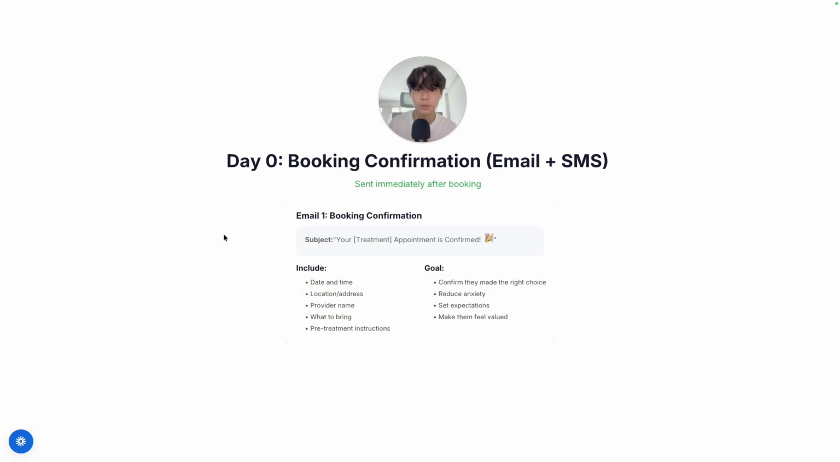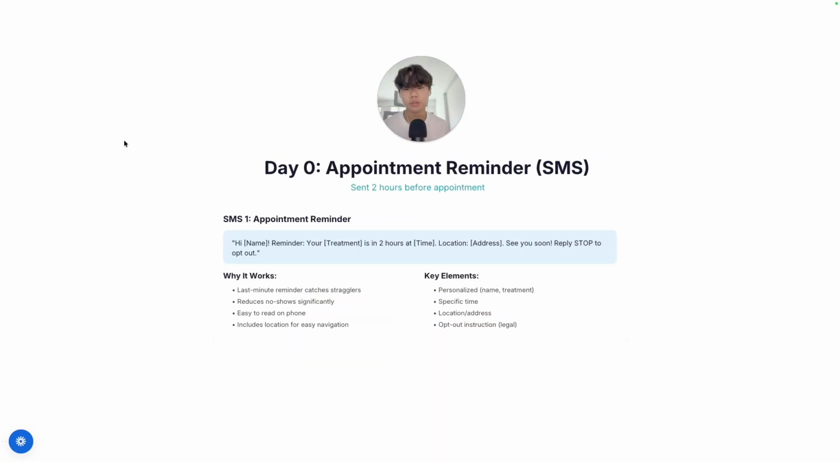So here are some of the things that you can include in your email or SMS. Include the date and time, the address, the provider's name, what to bring if you want them to bring anything for the treatment, and the pre-treatment instructions, right? So the goal is basically to make sure that they feel valued, give them a confirmation that they made the right choice, and reduce some anxiety and set some expectations, right? Very easy to understand. Booking confirmation, send it right away. Very important.